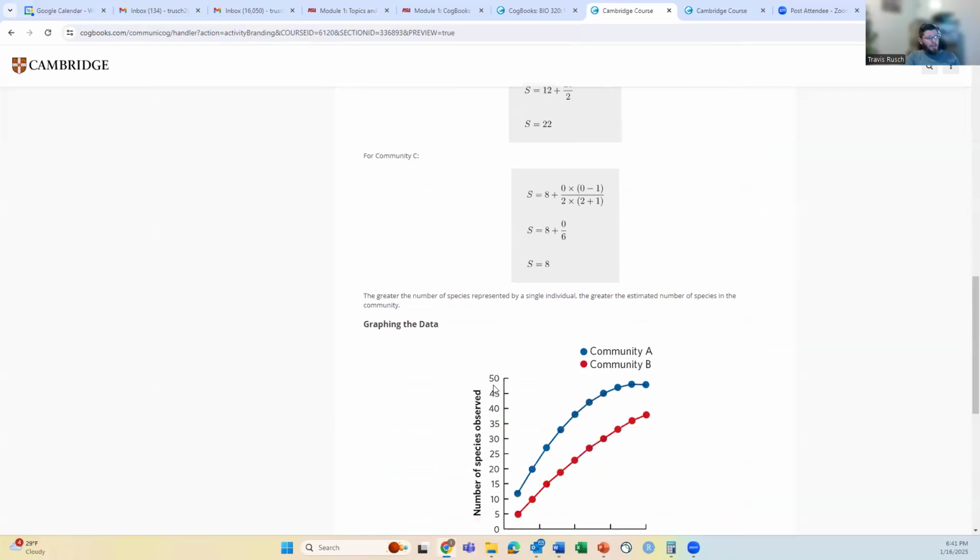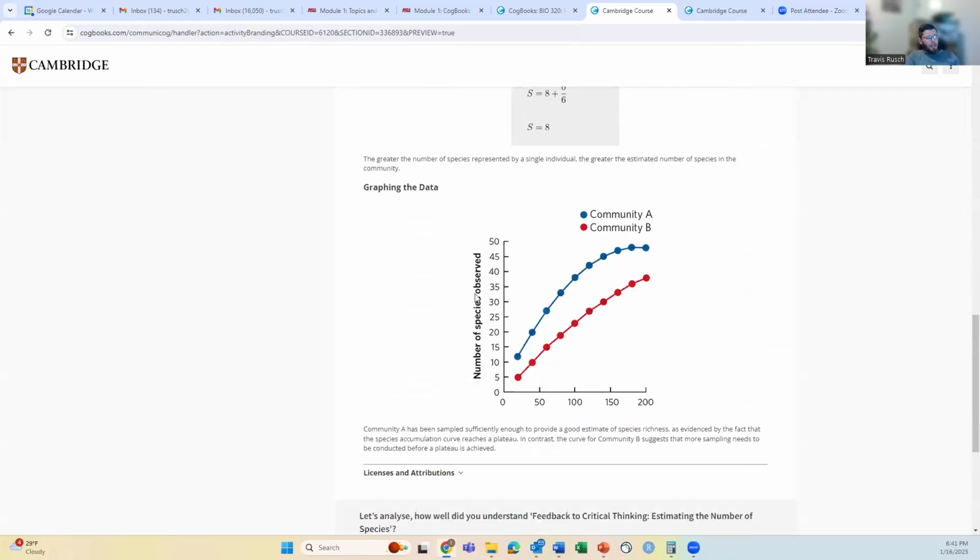And then if we were to plot some of these, you might see a plot like this where you have community A and community B. And this gets back to the question we were asking about a species accumulation curve. We have the number of species observed here, and on the x-axis, unfortunately, it looks like Cogbooks doesn't have the label in here. The x-axis would be the number of individuals sampled. So as we sample more and more individuals, we generally see a positive trend where we observe more species with more sampling. That makes sense, right? The more we sample, the more we're potentially going to observe.